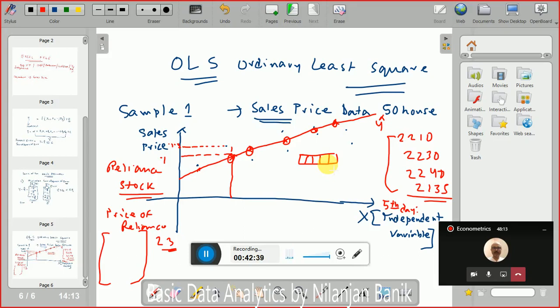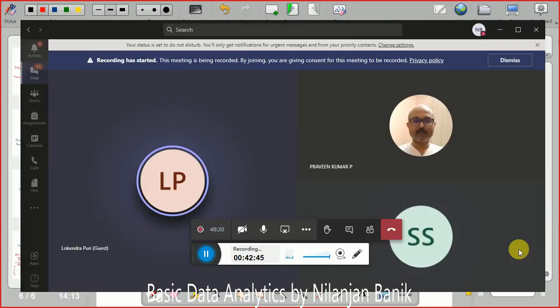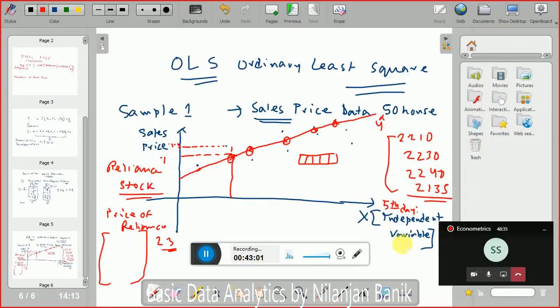Lokendra? Yes, sir. Haan batao. The trend is declining. Trend is declining. What about Sumita? Seema, sir. Seema, yeah. I was also saying the same, that looking at the trend it seems it's declining. The market may open at a lower price than it was on the 4th day.